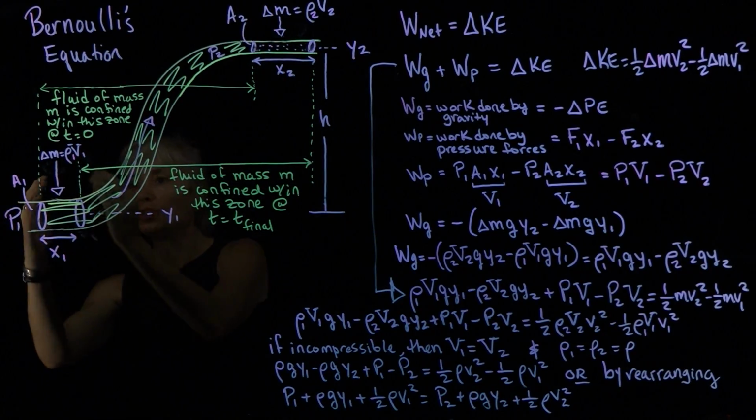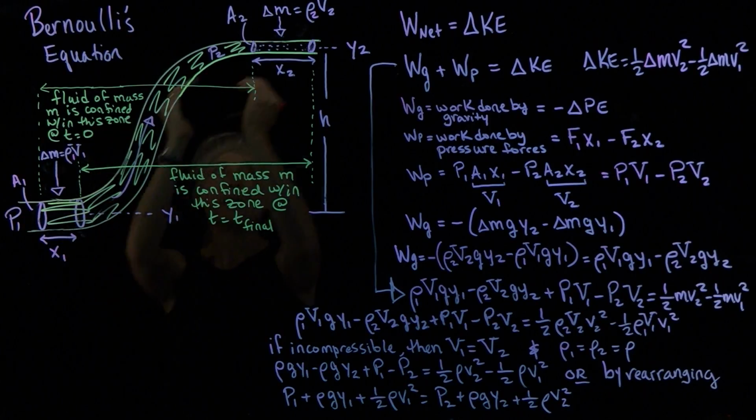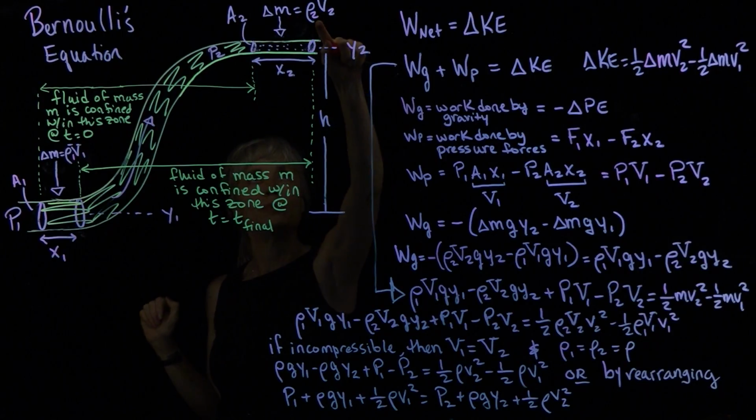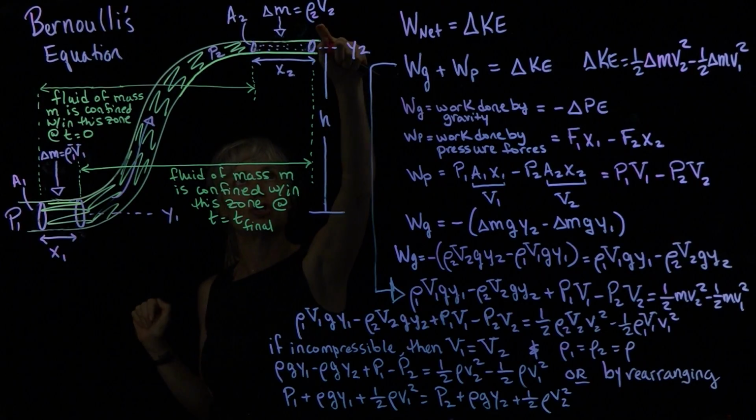So this little chunk right here is the piece that comes up right here and is now the same delta M, which can be written as the density at this location, rho 2, times the volume V2.